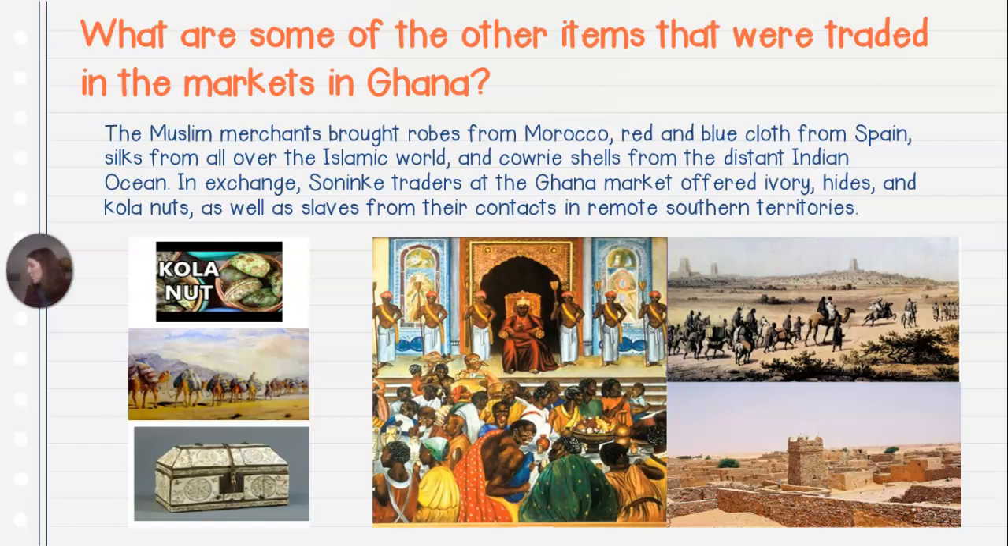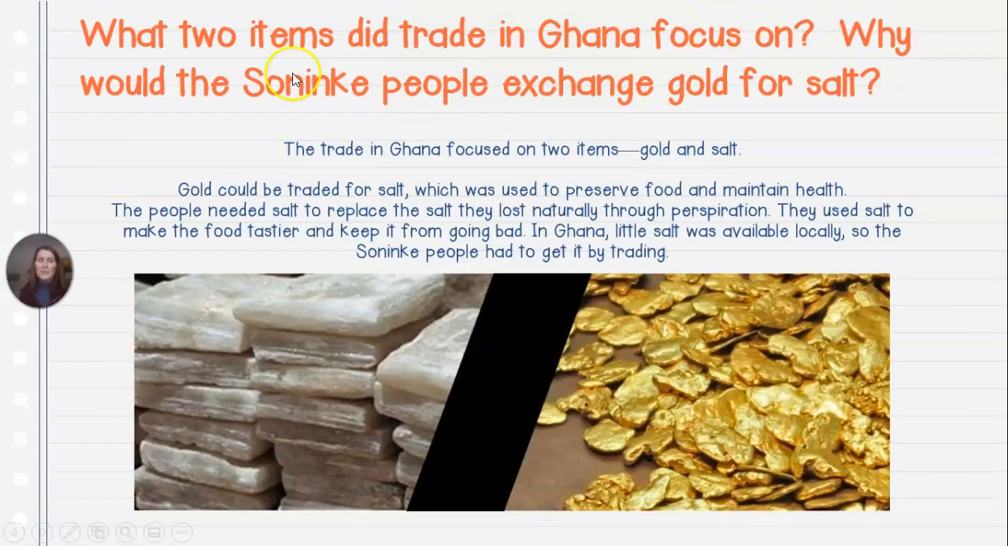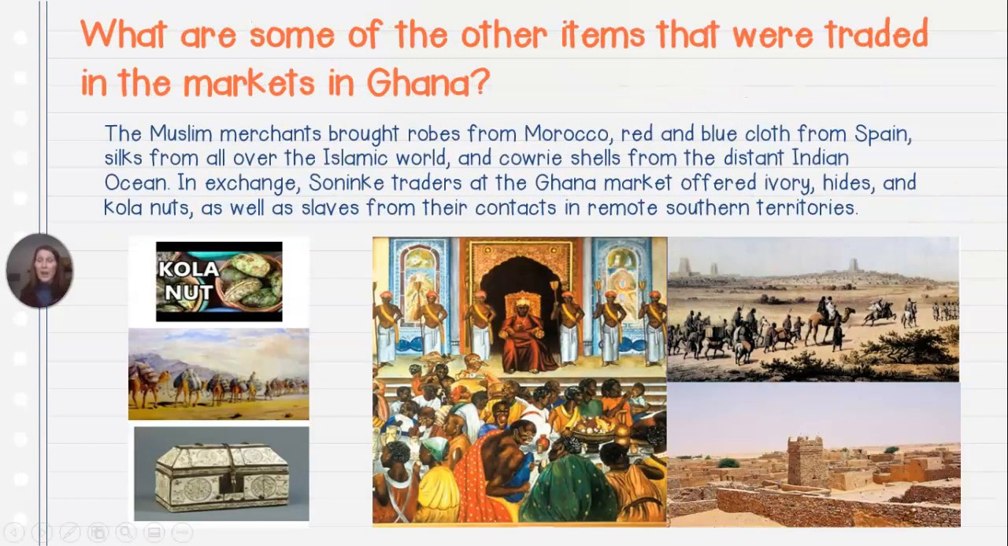Oh, that was the one that was questions 7 and 8. Let me go back there real quick. You can see there are two questions there. What two items did they trade, and why did they exchange gold for salt? So that was questions 7 and 8. Okay, no, they're not numbered. All right, question 9. What are some of the other items that were traded in the markets of Ghana?